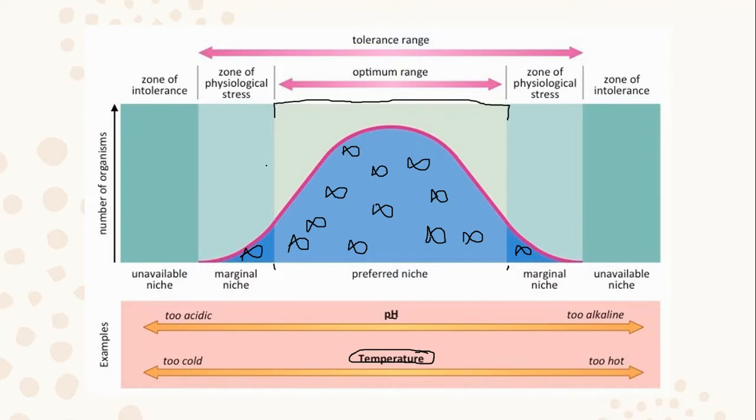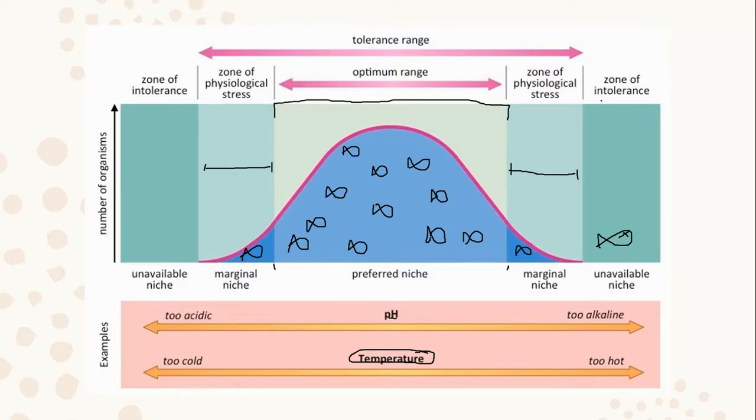These areas here, where populations are stressed and begin to decrease, are called a zone of stress. This graph calls it a zone of physiological stress, which just means that physically the organisms are stressed and dying off. But still, some are alive. If we get to a point where it's just too hot for these fish, then no one is alive. Our fish are all dead.